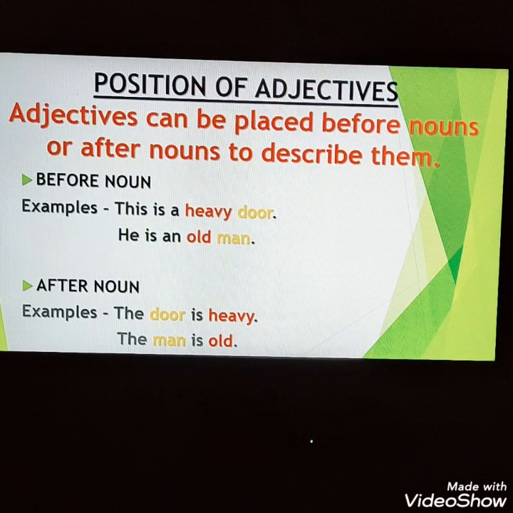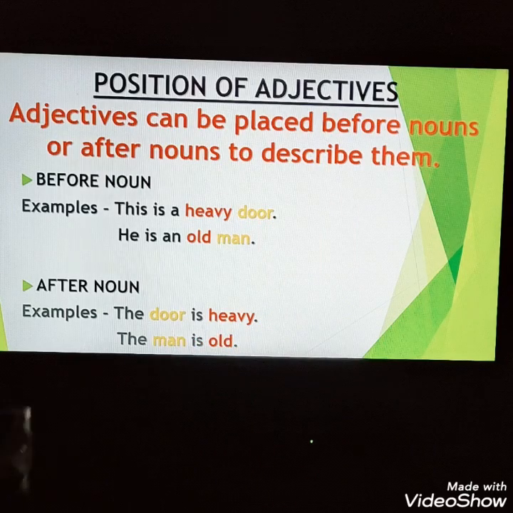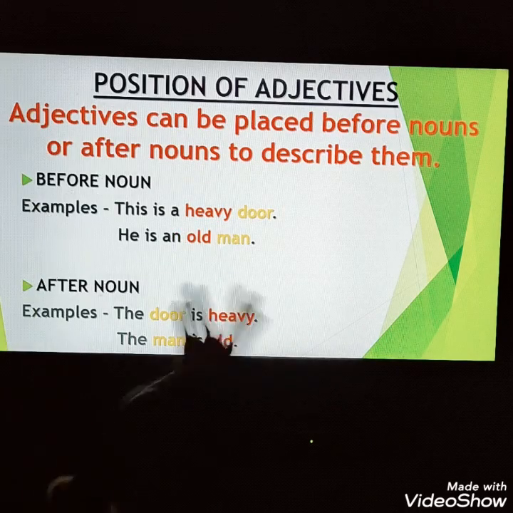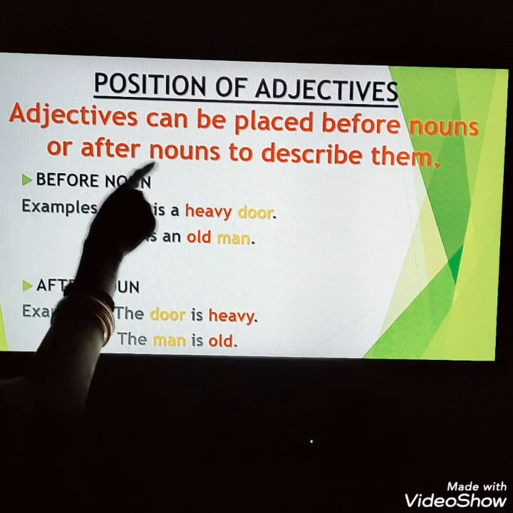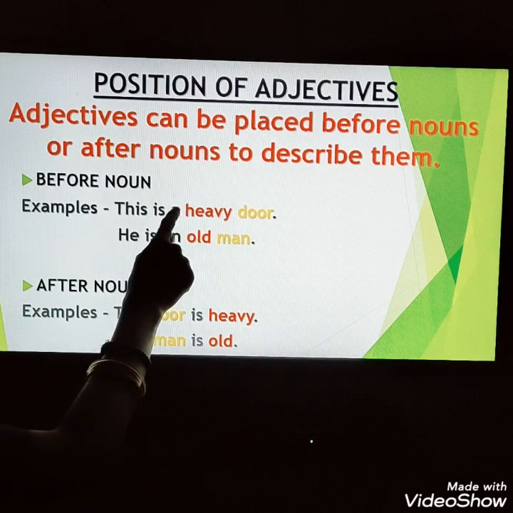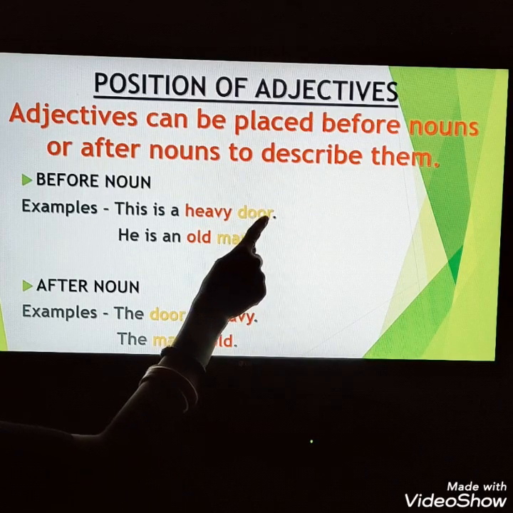Now let us know more about the positions of adjectives, where we use adjectives. Adjectives can be placed before nouns and after nouns to describe them. We can use an adjective before a noun or after a noun. For example, let us take an easy example. Before noun: this is a heavy door. What is the noun in this sentence? Door. Door is a noun.